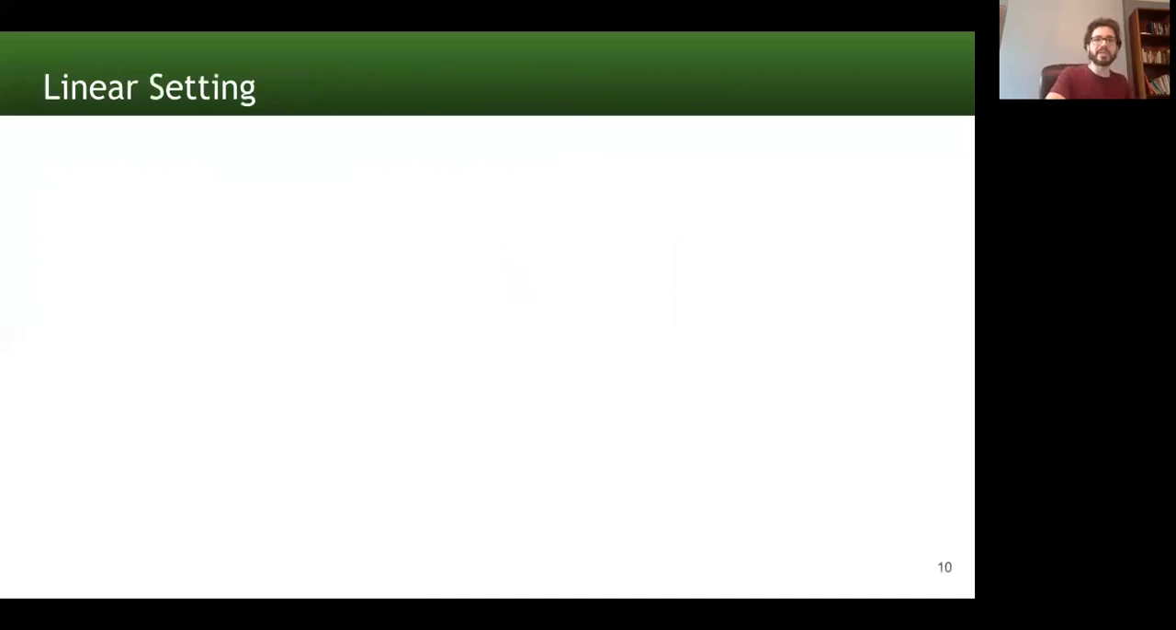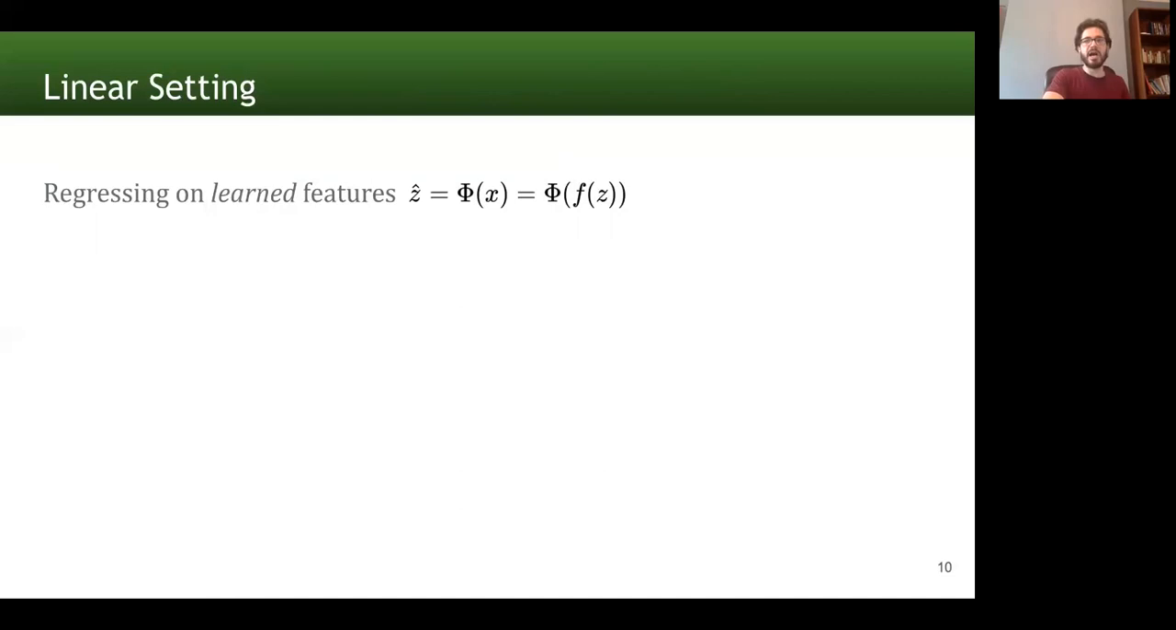So we begin with the linear setting. Recall that we are regressing on these learned features Z hat, which is our feature embedder applied to the observation. And we're going to restrict the generative function f to be linear, and it's also invertible, which basically means that we can learn a linear feature embedder phi, which will invert the features, and then we could zero out the environmental features. So phi as a linear function as a hypothesis class includes the optimal invariant predictor.